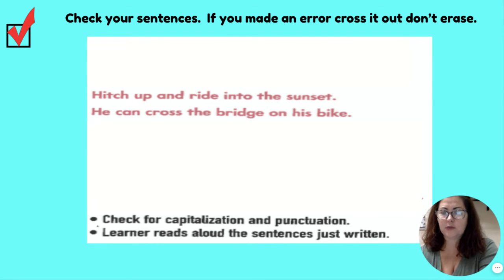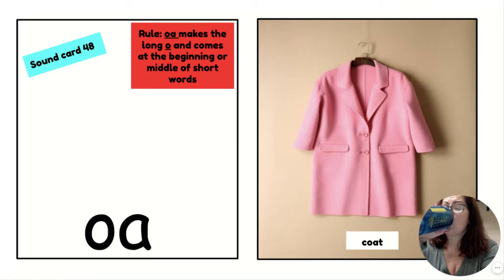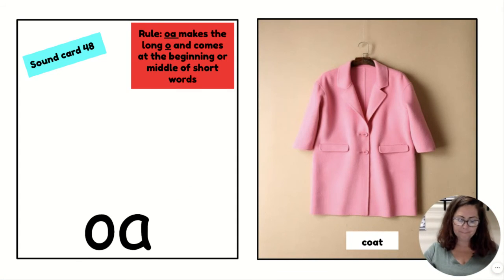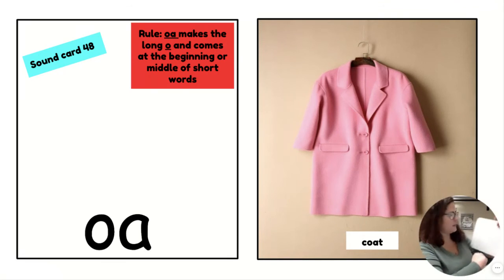Okay, now we're on to the new material section. All right, so today we have the OA, which says O as in coat. The rule is OA makes the long O sound and comes at the beginning or middle of short words. Let's trace it 3 times.